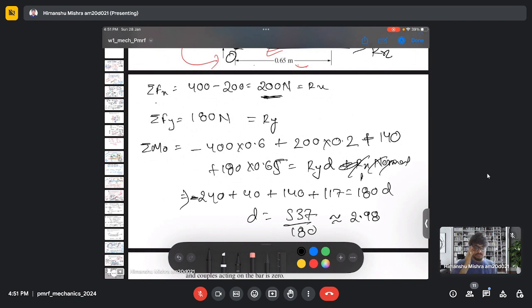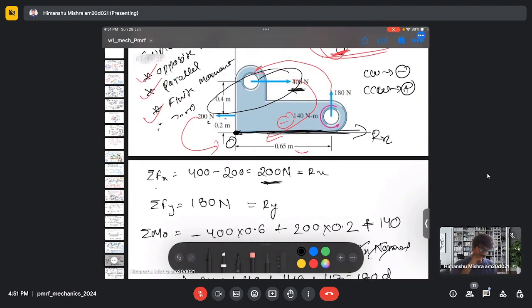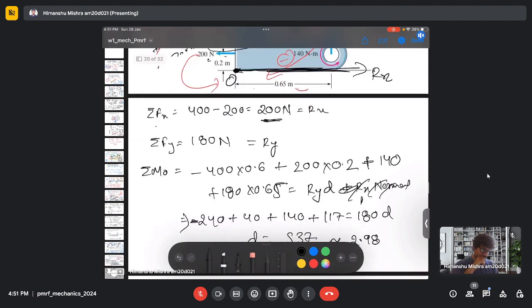Sir, why is only Ry considered and not Rx in the moment equation? Because Rx will not create any moment, because it is along the x-axis, which is actually the line of action, and there will be no moment along the line of action. For example, if this is your force F and you need to find the moment around this point, its line of action passes through this point, so there will be no normal distance and no moment.